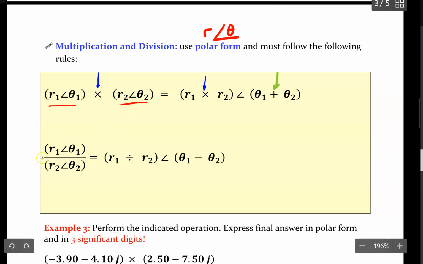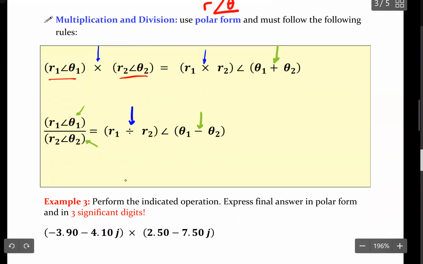When it comes to division, we divide these two complex numbers, r1 theta 1 divided by r2 theta 2. That means for the division, we divide the two moduli: you take r1 and divide it by r2. But when it comes to the argument, you need to subtract the arguments. That means the argument in the numerator minus the argument in the denominator. That's why I am writing the two complex numbers as a division in this form. Keep that in mind.